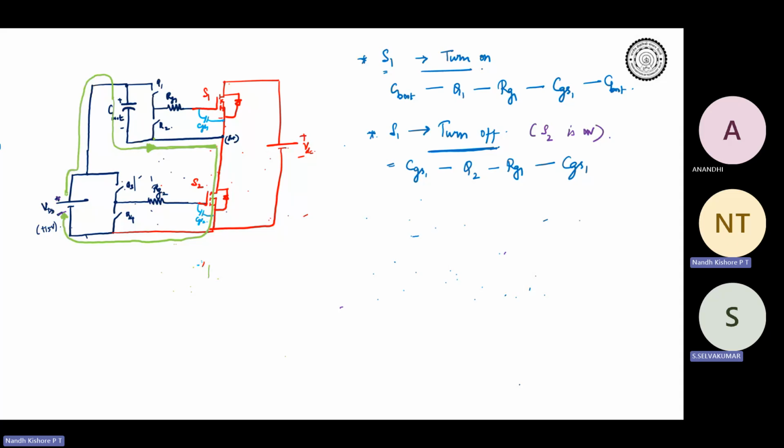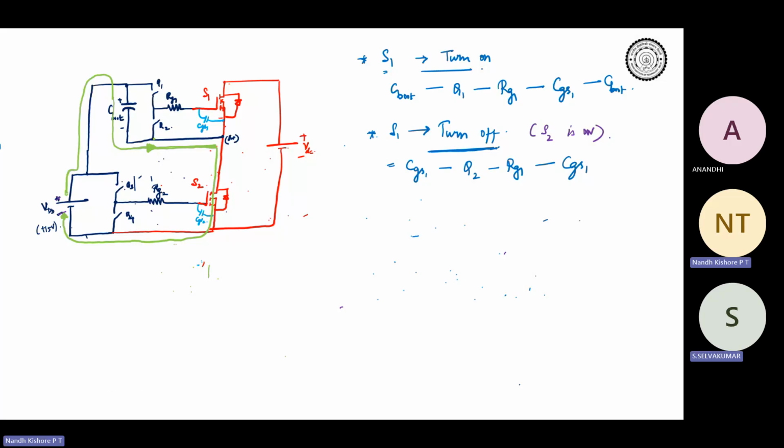My clarification is, during that instant, the QT also will be on to turn off S1. Correct. So that current only will circulate here only.